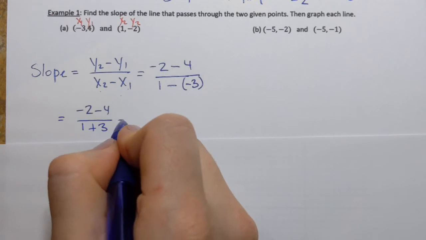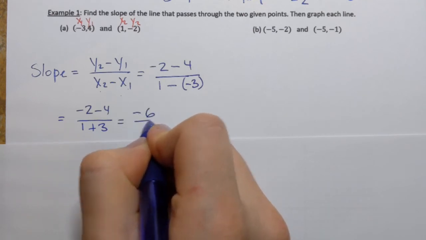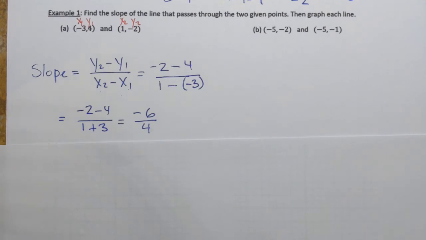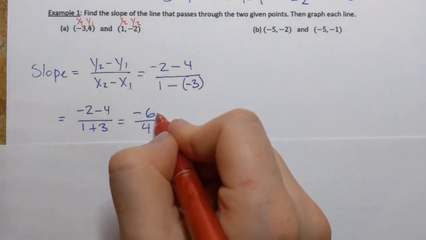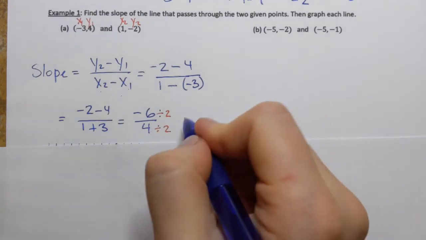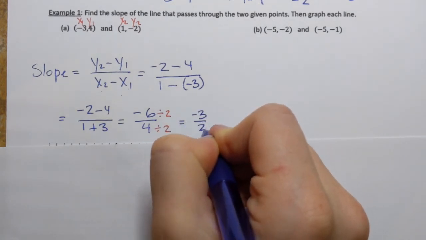Negative and negative gives me a positive, and that's the same as -6 over 4. Okay, so -6 over 4. We can simplify this fraction, and I can divide by 2 on the top and on the bottom. So that gives me -3 over 2.